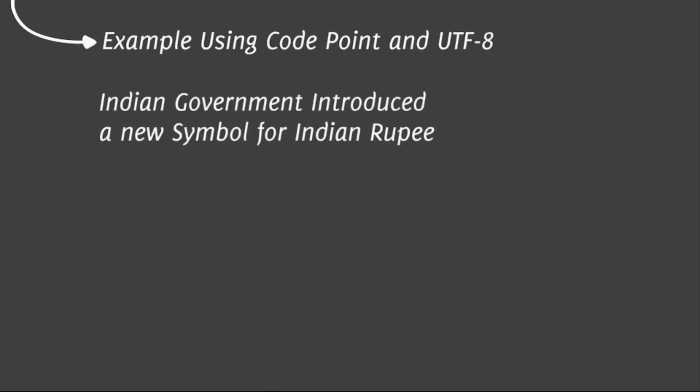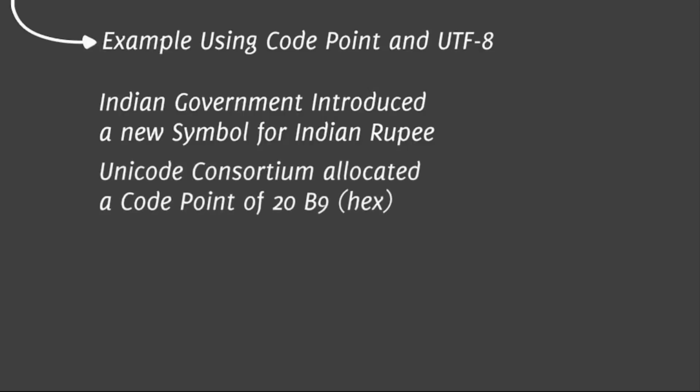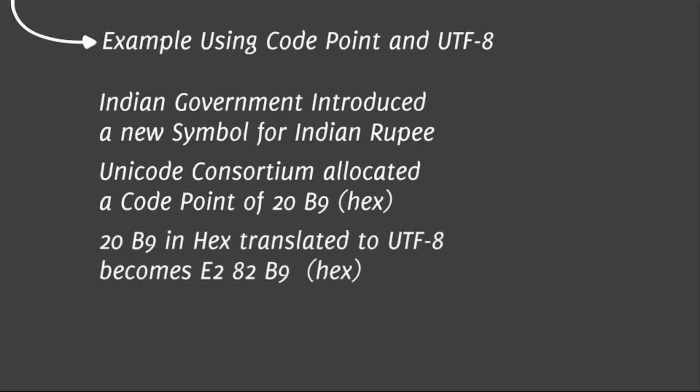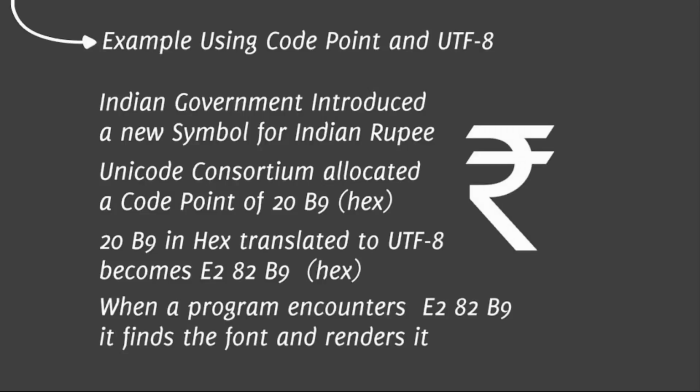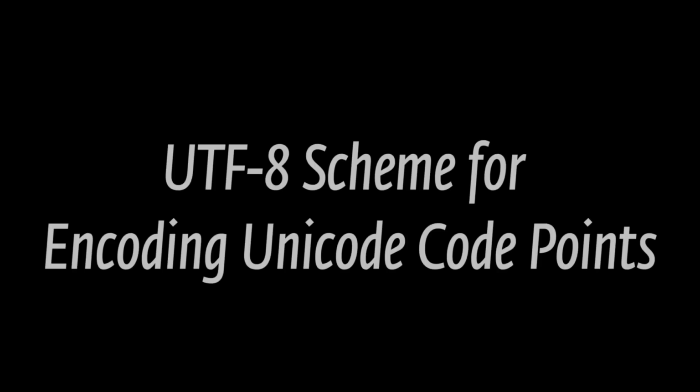Sometime back, the Indian government introduced a new symbol for the Indian rupee. The Unicode Consortium allocated a code point of 20B9 hex to this symbol. When this code point is translated to UTF-8, it becomes E282B9 in hex. When a computer program encounters E282B9, it looks for the corresponding font and renders it. And when rendered, the symbol looks like this. I will now explain the actual procedure for translating a code point to UTF-8.